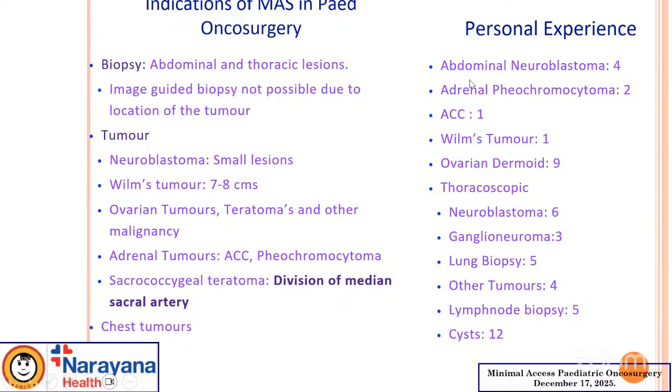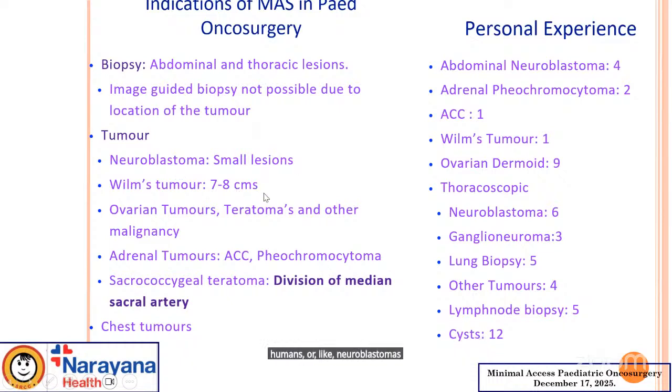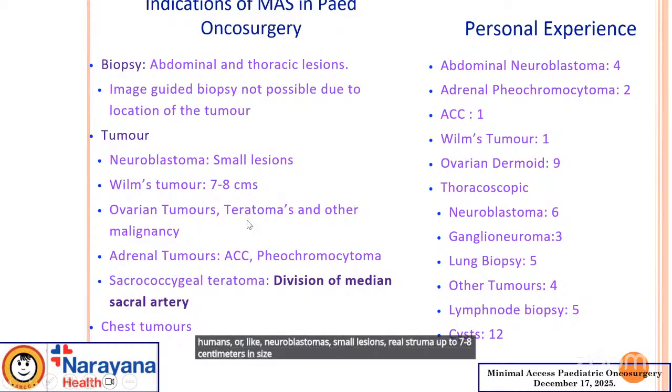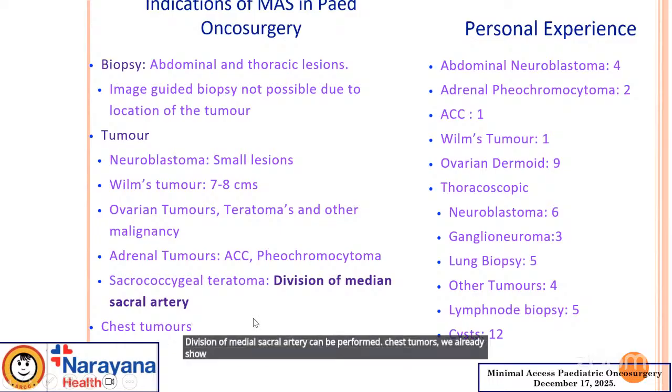So indications include biopsy of abdominal and thoracic lesions, especially when it is not possible using sonography guidance. Tumors like neuroblastoma, small lesions, Wilms tumor up to 7-8 centimeters in size, ovarian tumors, teratomas, and other malignancies can be operated. Adrenal tumors, including neuroblastoma, adrenocortical carcinoma, pheochromocytoma, and sacrococcygeal teratoma, with division of the median sacral artery, can be performed. Chest tumors, we have already shown a lot of things can be done.